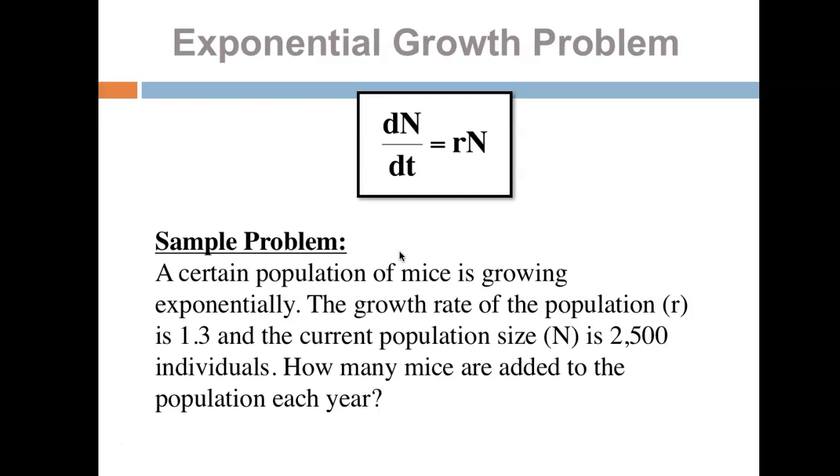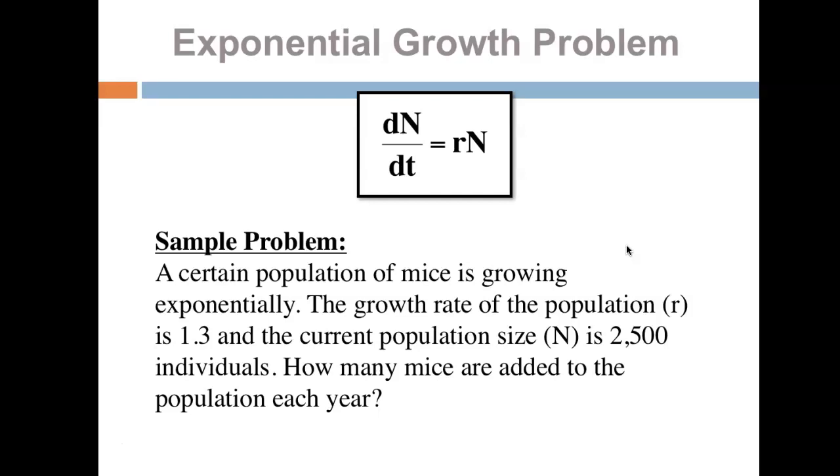So a certain population of mice is growing exponentially. So if it says that, then you know to use this formula right here. The growth rate, r, is 1.3, and the current population size, N, is 2,500. How many mice are added to the population each year? So in the first year, all you do is take 2,500, multiply it by 1.3. Looks like there's 3,250 that are being added in the first year.